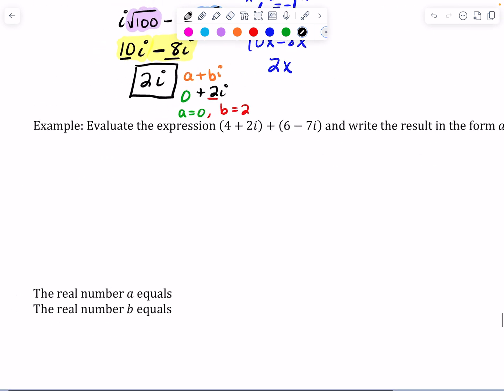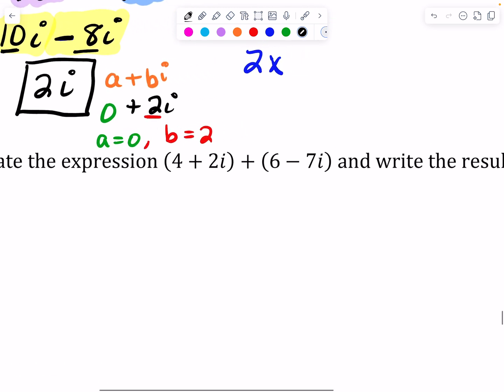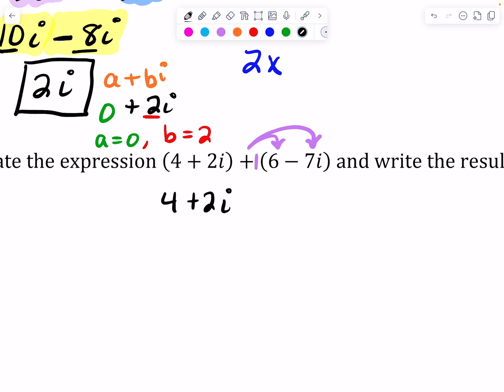Okay, the next one is an addition problem. We're going to pretend like we have to go through all the steps, even though it's a positive 1, right? We've got an imaginary 1 here. If this was a negative, we would have to distribute a negative. We're going to pretend and we're going to distribute a positive. So we end up multiplying by positive 1. So we get 4 plus 2i. 1 times 6 is positive 6. And then 1 times negative 7i is negative 7i.